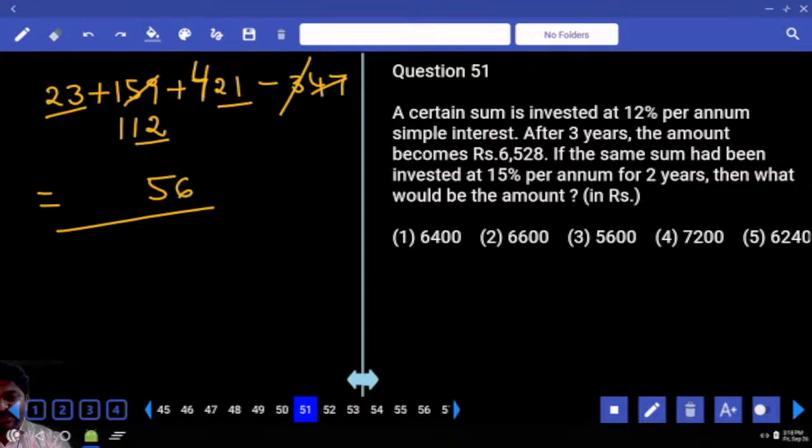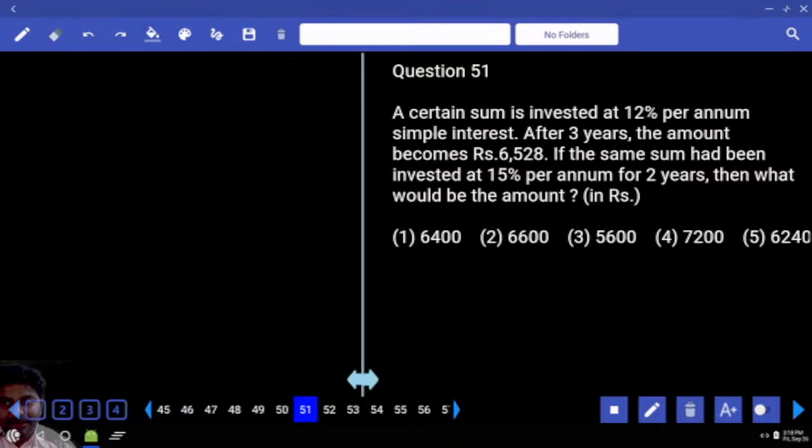A certain sum is invested at 12% per annum simple interest. After 3 years, the amount becomes 6528. At the rate of 12% per annum, simple interest for 3 years will be 36%. Amount received is 136%, which is equal to 6,528. Then 1% value is 136.